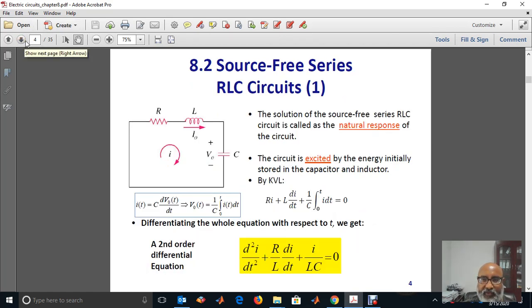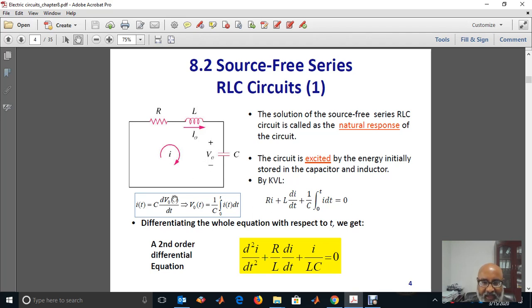Let's start with the source-free series RLC circuit. The source-free series RLC circuit diagram is this one. We have a resistor, inductor, and capacitor. We have an initial current of the inductor, I0. Remember, the inductor current does not change abruptly. That means the inductor current at 0 plus is equal to that at 0 minus. The voltage across the capacitor does not change abruptly either. That means the voltage at 0 minus is equal to the voltage at 0 plus.